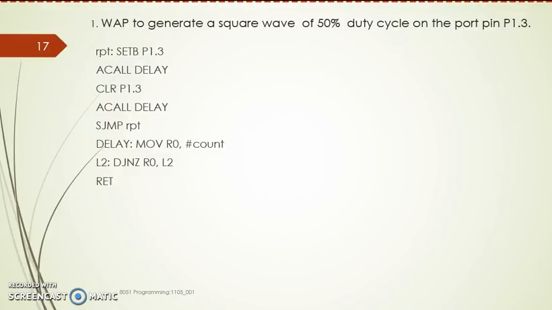This is the delay routine. Some random count or some random value is being loaded into R0. It is decremented and then it is repeated again when the routine is called.